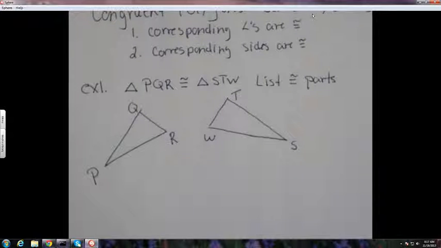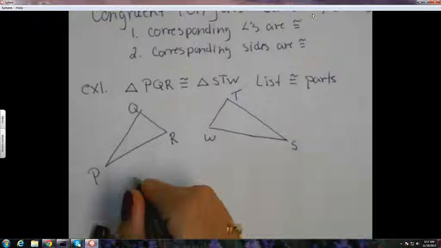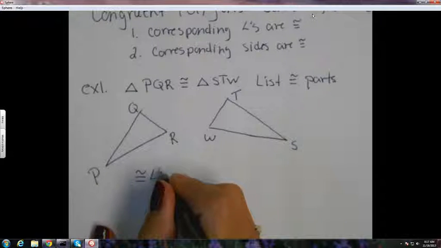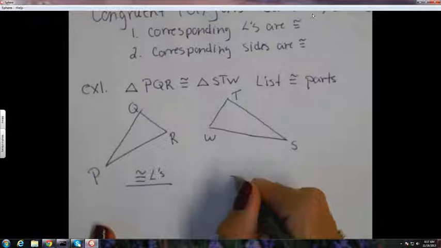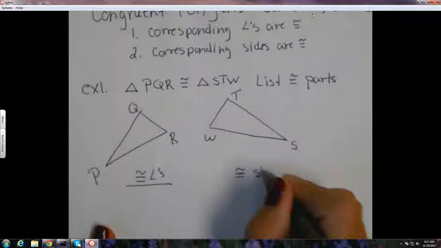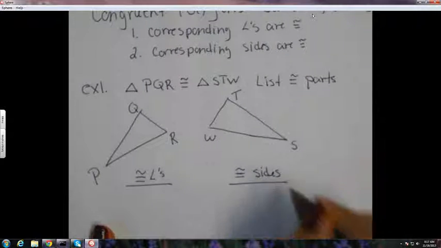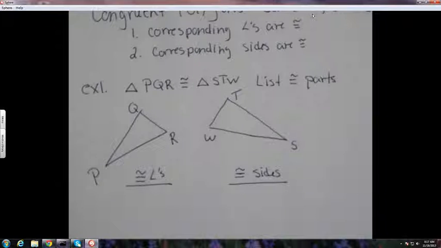Once you get that drawn, all I want you to be able to do here is list the congruent angles and the congruent sides. So there's 6 answers here. Are you ready? Hard to tell if you're going ahead or just copying down what I've got down.